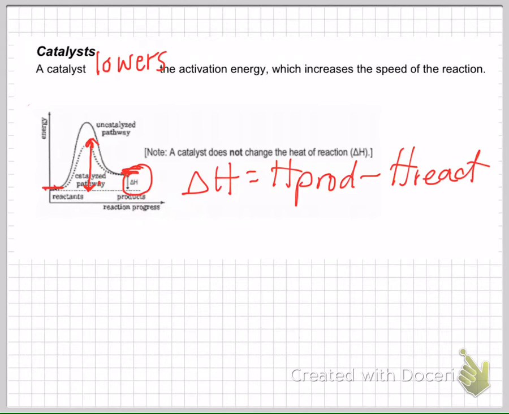If the heat of the products is, let's say, 20, and the heat of the reactants is 5, well, 20 minus 5 is still 15. That doesn't change from the catalyst. So again, a catalyst simply lowers the activation energy without affecting the heat of the overall reaction, or the energy of the overall reaction.